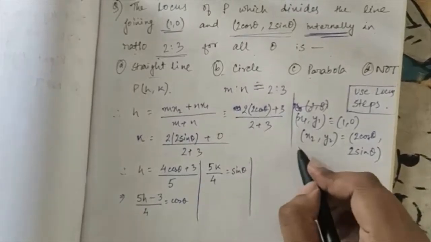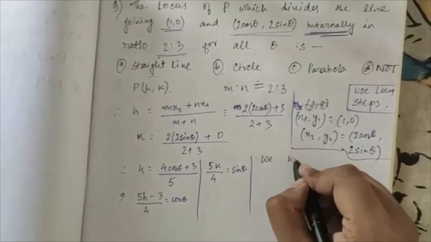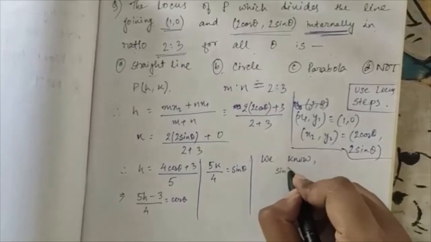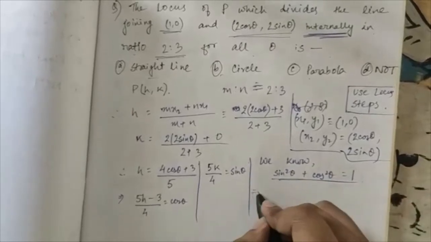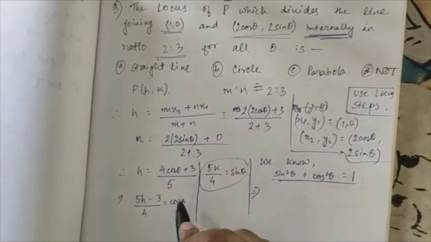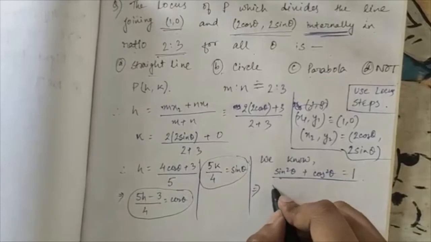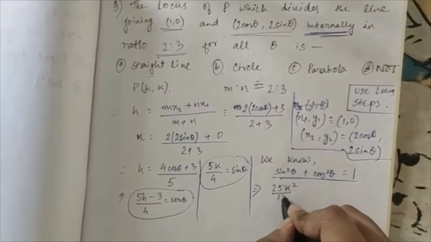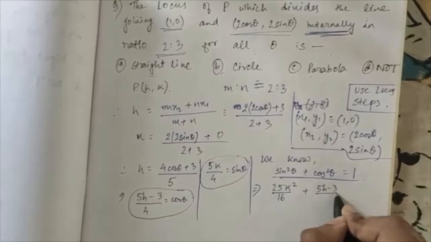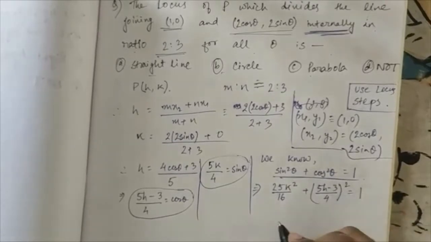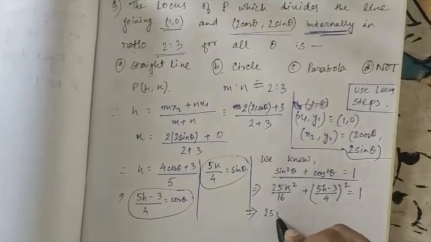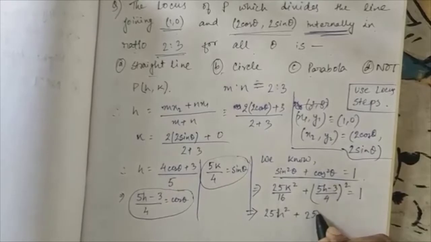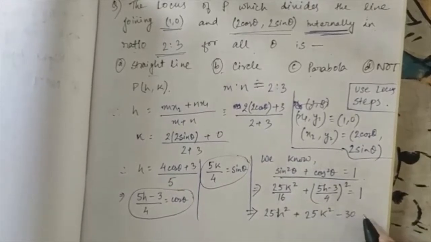Now from trigonometric identities, from basic class 7 knowledge, we know that sin square theta plus cos square theta is equal to 1. So substituting the values of cos theta and sin theta to eliminate the theta terms, we have got 25k square by 16 plus ((5h - 3)/4) whole square is equal to 1. By solving these equations, we have got this form: 25h square plus 25k square minus 30h minus 7 is equal to 0.